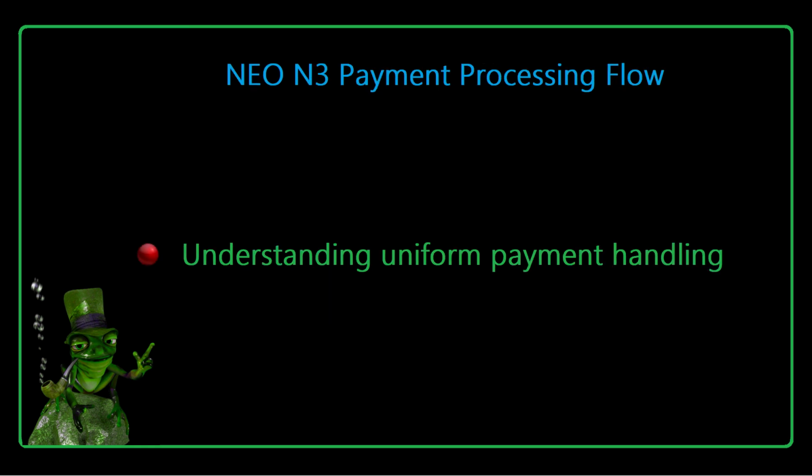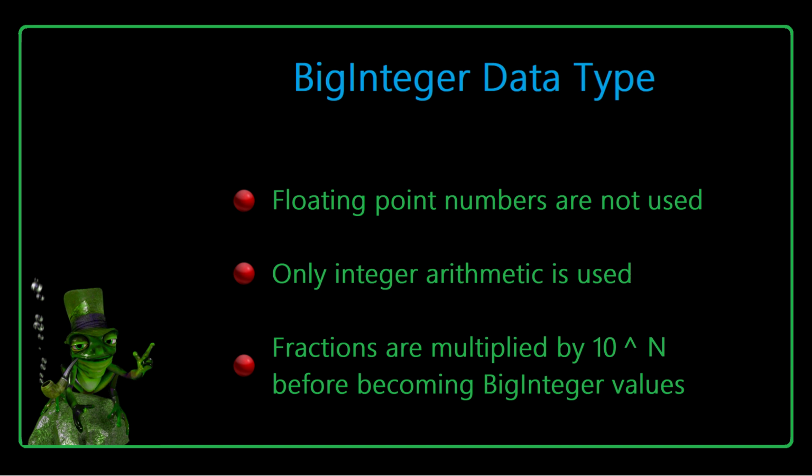This video will show you how to process a payment to your smart contract. Neo N3 has uniform payment handling for all tokens on the N3 blockchain, and this feature has a very specific processing flow. First, you need to know something important about the big integer data type before we proceed.